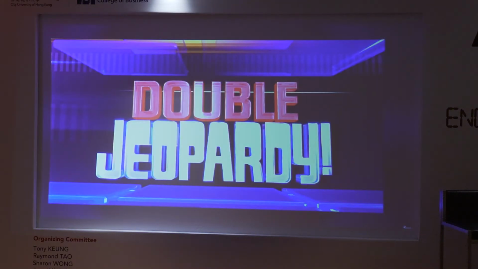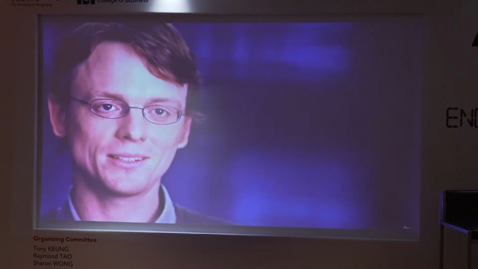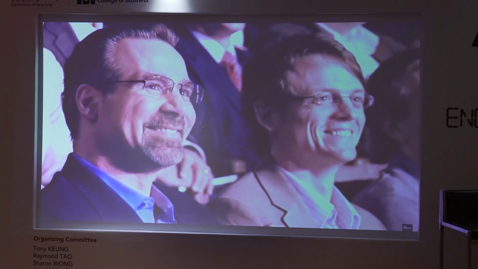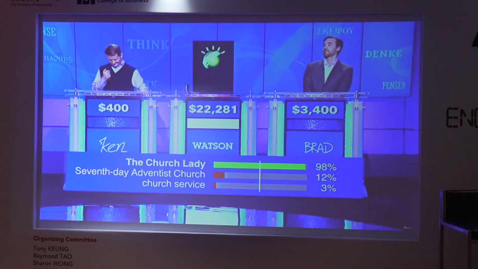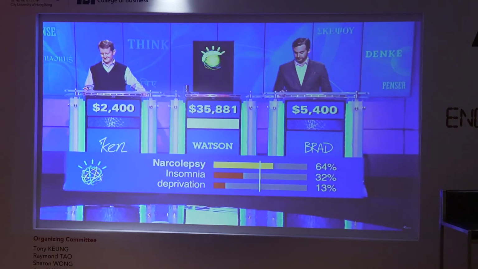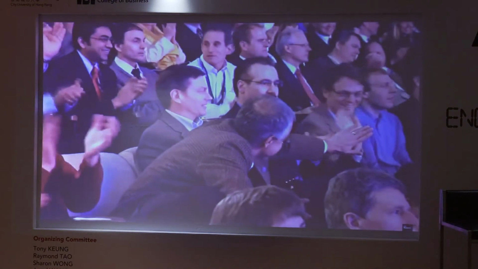The Double Jeopardy round of the first game, I thought was phenomenal. Watson went on a tear. Watson. Who is Franz Liszt? You are right. What is violin? Good. Who is the church lady? Yes. Watson. What is narcolepsy? You are right, and with that, you move to $36,681.